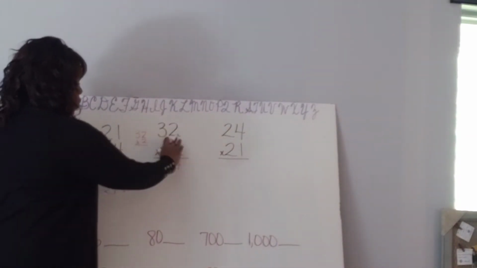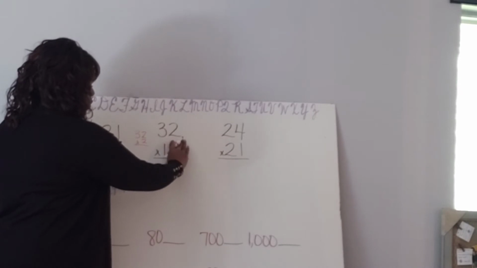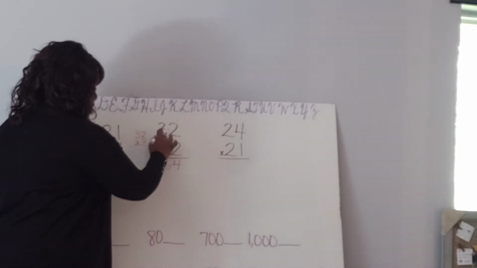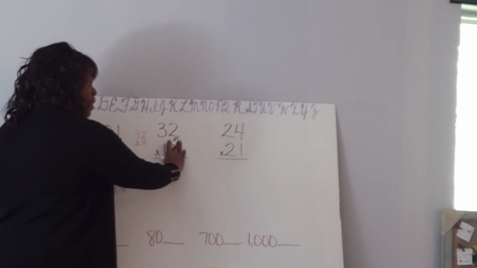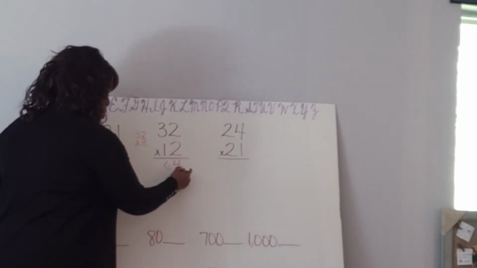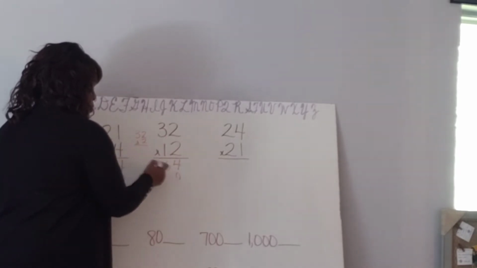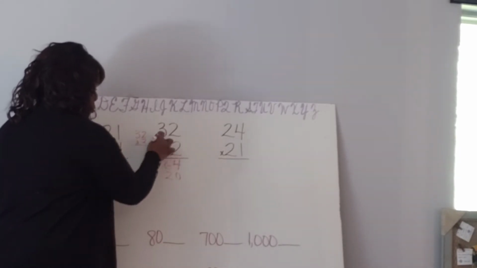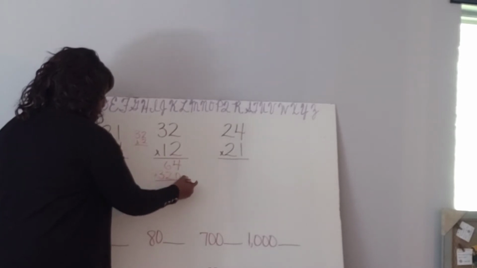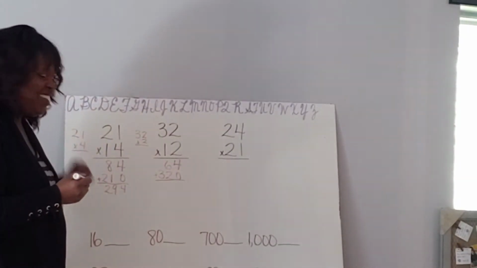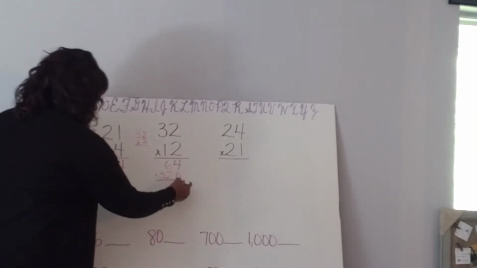Now cover over that 2, and just focus on 32 times my other number, which is 1. But it's in the tens place, so 0. 2 times 1, 2. 3 times 1, 3. And just add your partial products together. 4 plus 0, 4.